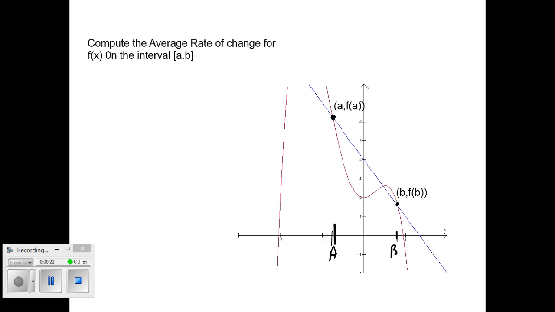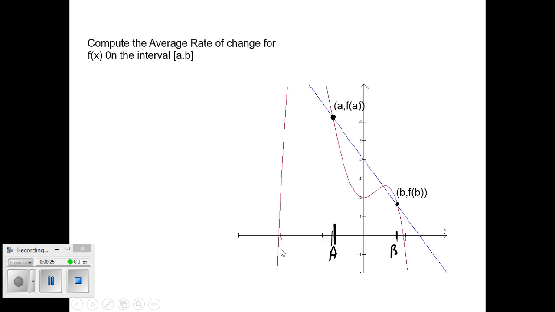Okay, now in this presentation, we're going to start talking about what we call the average rate of change, which is coincident with the topics presented in section 3.3. So the average rate of change of a function on a given interval is this.